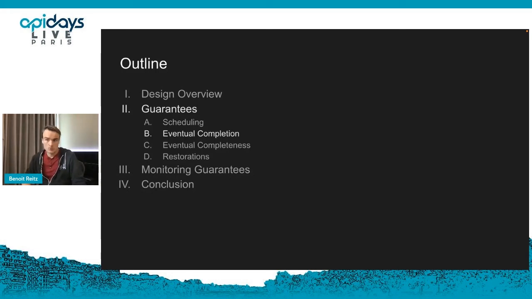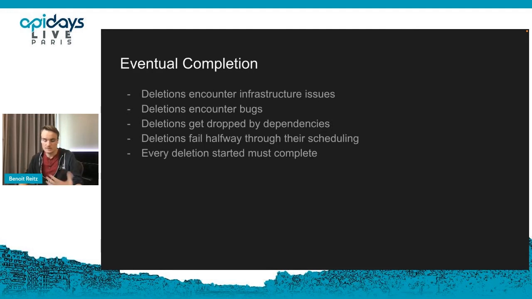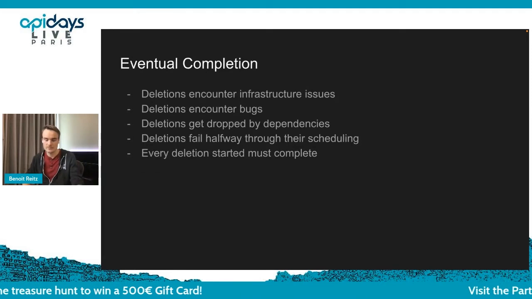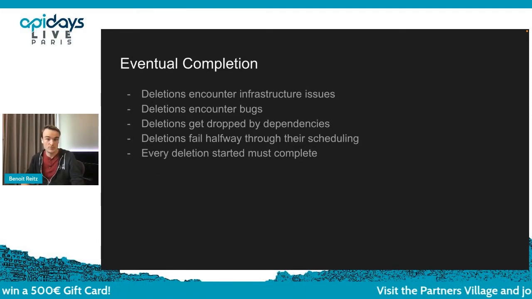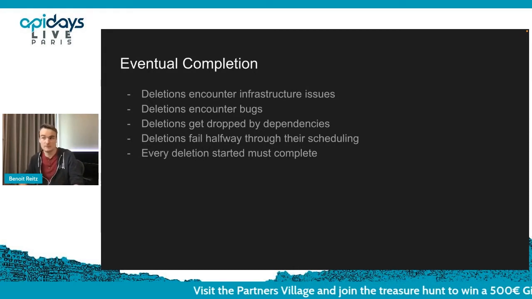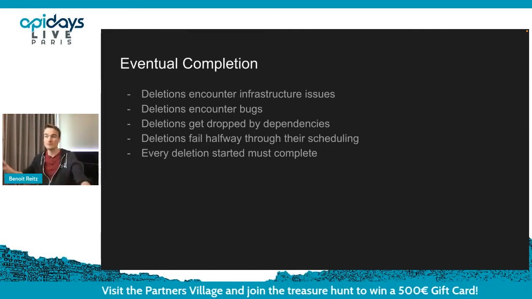Now I want to talk about eventual completion. And this is a big one, because deletions might run into many issues. Infrastructure in our world has some reliability guarantees, which count a number of nines, right? But users, when we delete their data, they don't want 4 nines of reliability, right? And we shouldn't give them 4 nines of reliability. We should give them 100% if we can.